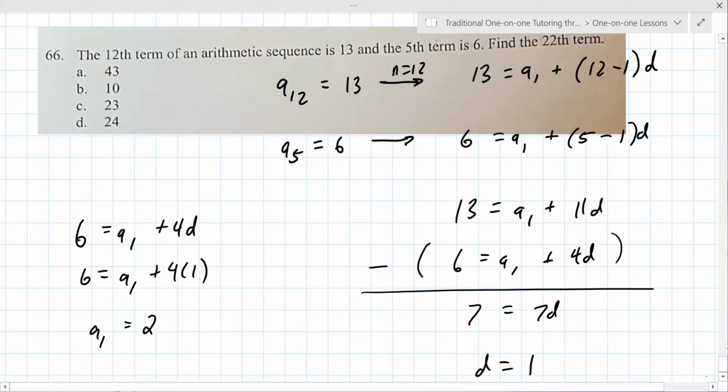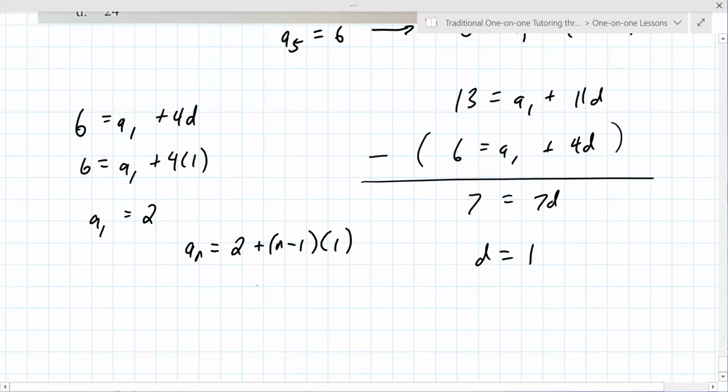Why do we do all that? Because we need the equation. We need AN equals 2 plus N minus 1 times 1. And to find the 22nd term, N equals 22. So 22 minus 1 times 1 plus 2. So 21 plus 2 looks like it's 23.